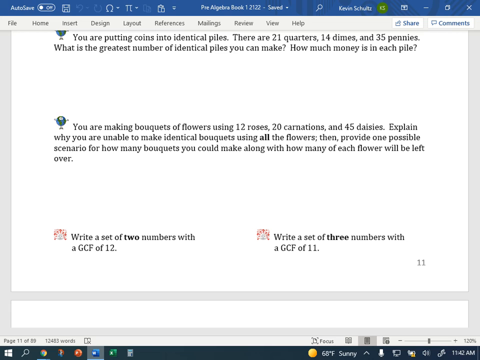Why can't you do it? Then provide one possible scenario for how many bouquets you could make, along with how many of each flower will be left over. So you'll find you can't make identical bouquets using all the flowers. Why is that? But what could you do? With the flowers you have, what could you do? Got it? And then at the bottom, write a set of 2 numbers with a GCF of 12, and then write a set of 3 numbers with a GCF of 11.